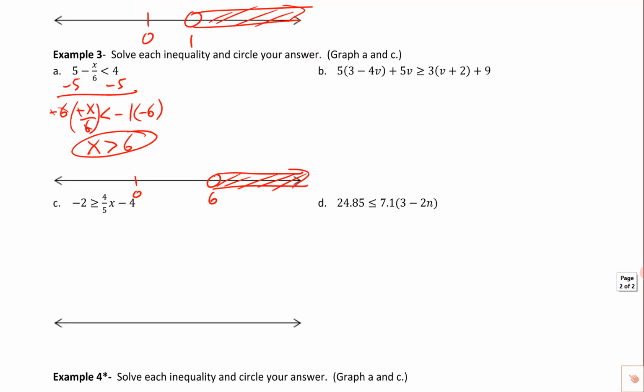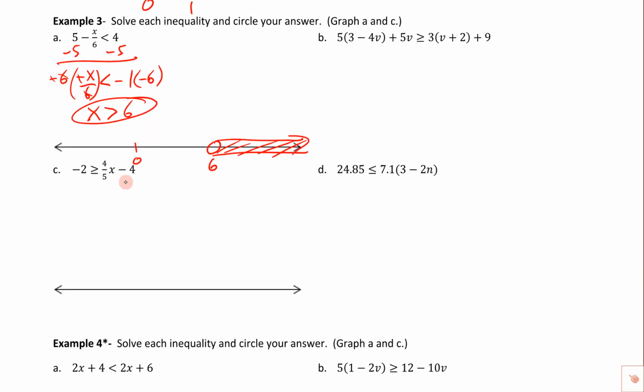And then the next one, let's see, so we're going to move the 4 over to the other side by adding 4. That's going to leave us with 2 greater than or equal to 4/5 x. And we want to get rid of that fraction in front of the variable, so we're going to multiply by its reciprocal. The reciprocal is 5/4. So we're going to multiply both sides by 5/4. Those are going to cancel. That's going to leave us with an x. And remember, we're multiplying by positive 5/4, so we don't change the direction of the inequality.